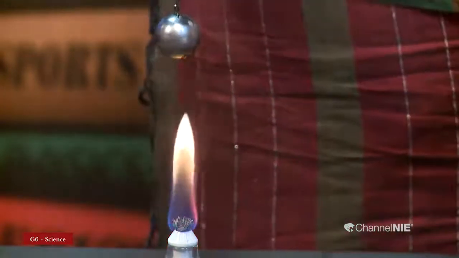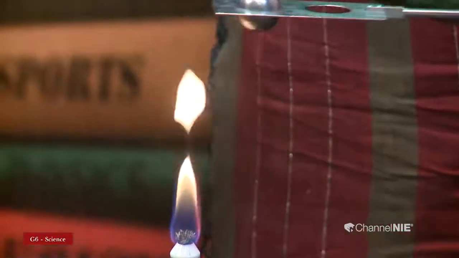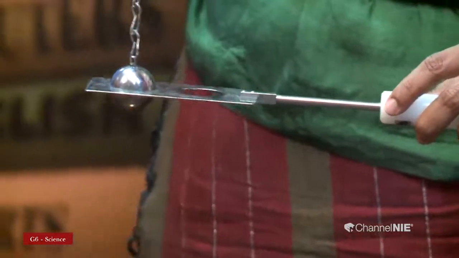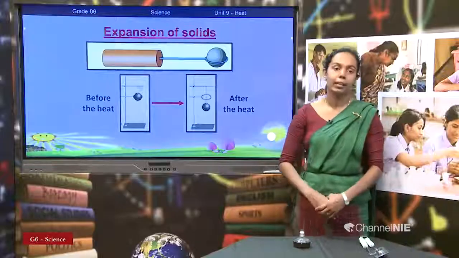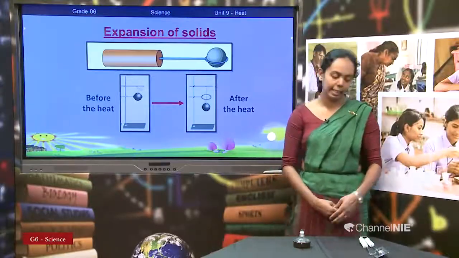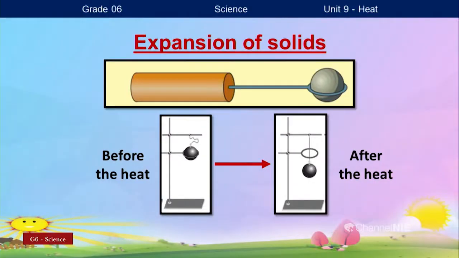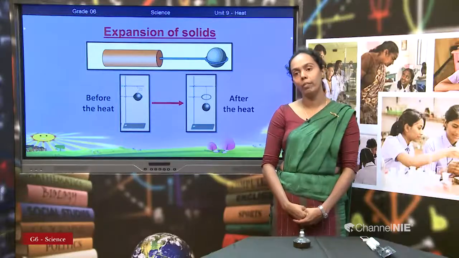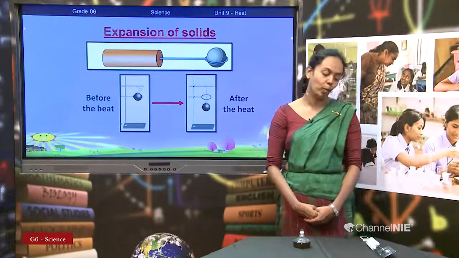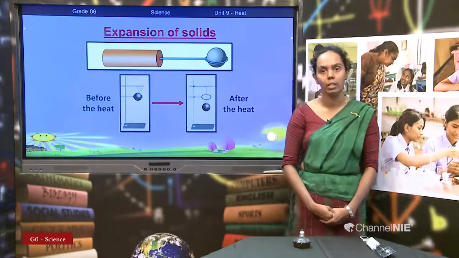Okay, now you can see when we are heating the loop, the marble is sent through this loop. Before the heating, this marble cannot be sent through this loop. But after heating, the marble can be sent through this loop. Now we will see why, after heating, this marble can be sent through this loop.